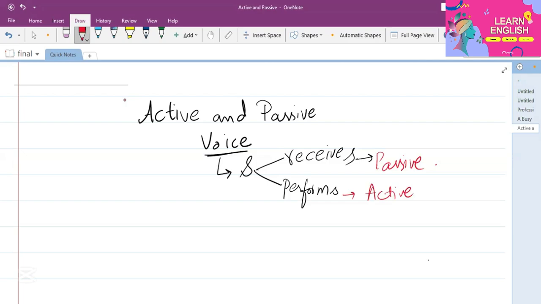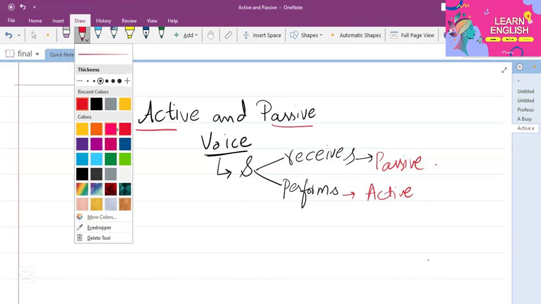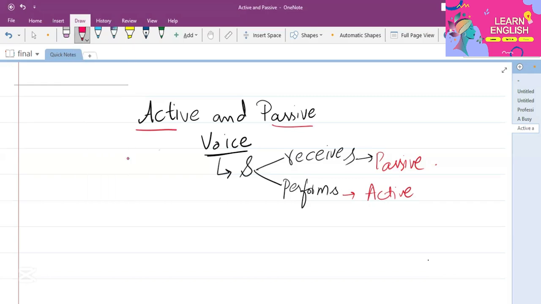So, what is active voice and what is passive voice? Voice, as I have already told you, is related to the subject, the doer. We get to know whether the subject is performing the action or receiving the action. Active means when someone is active, he is ready to do the work. Hence, a subject is in active voice when it performs the action in a sentence, and in passive voice when the subject receives the action.